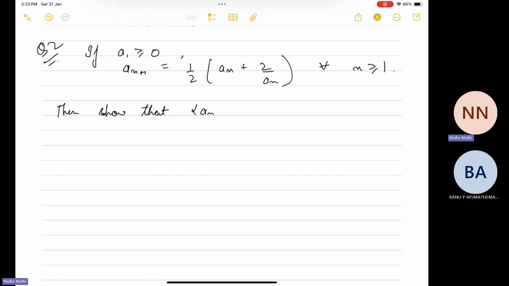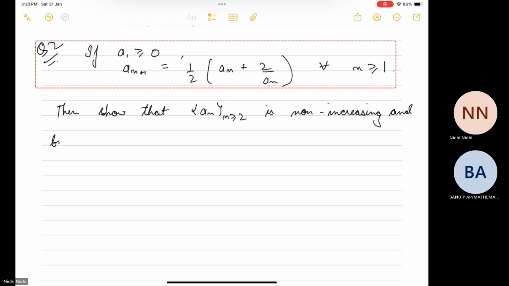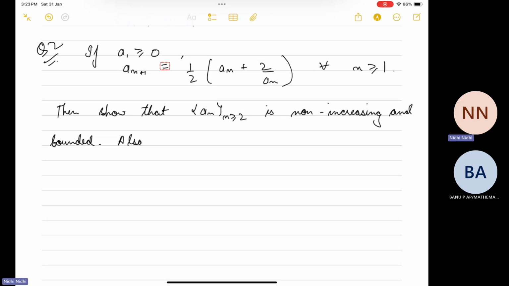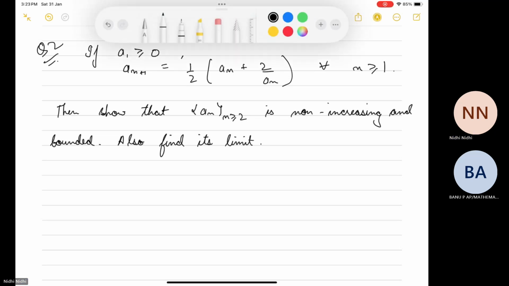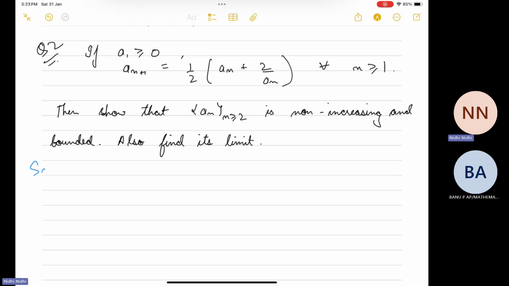the sequence an, n greater than or equal to 2, is non-increasing and bounded. Also, we know that a monotone and bounded sequence is convergent, so eventually it will be convergent. So they're asking us to find its limit as well. Also, find its limit. Solution.